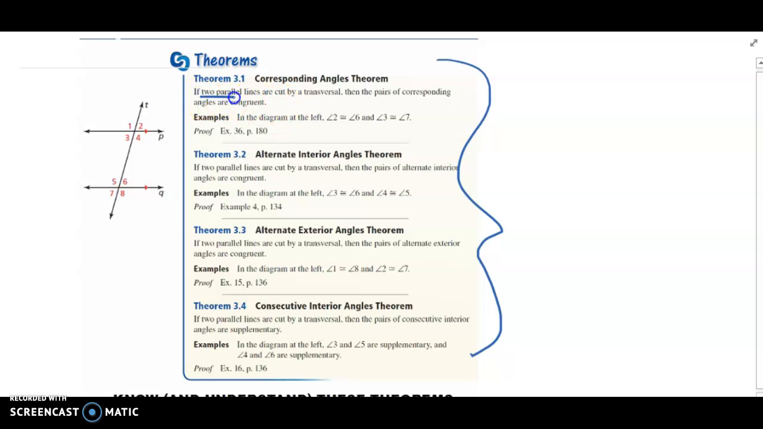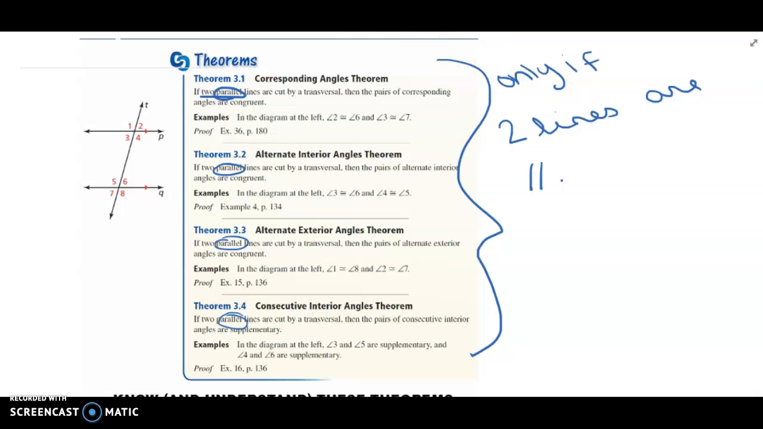say when two parallel lines. So these only apply if the two lines are parallel, okay? These only apply when the two lines are parallel, okay? And notice that when these two lines are parallel, all this theorem says is corresponding angles are congruent. When the lines are parallel, alternate interior angles are congruent. When the lines are parallel, alternate exterior angles are also congruent.